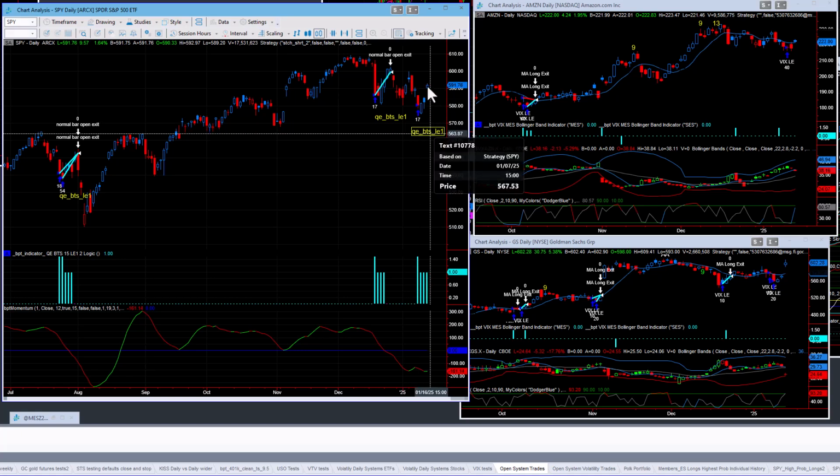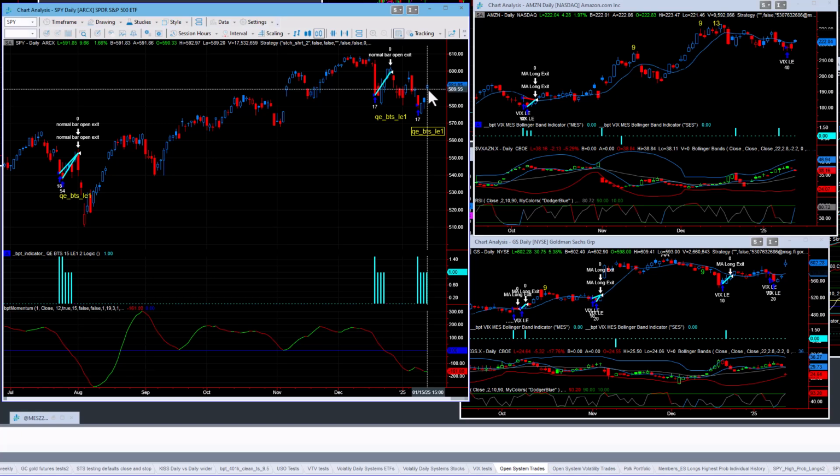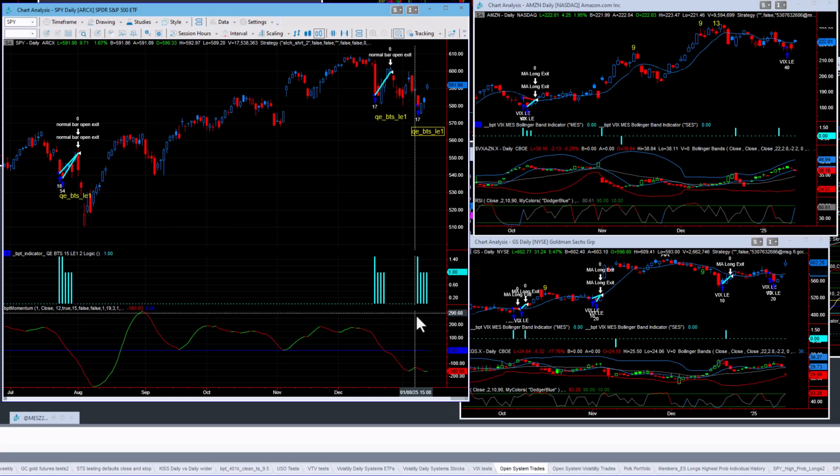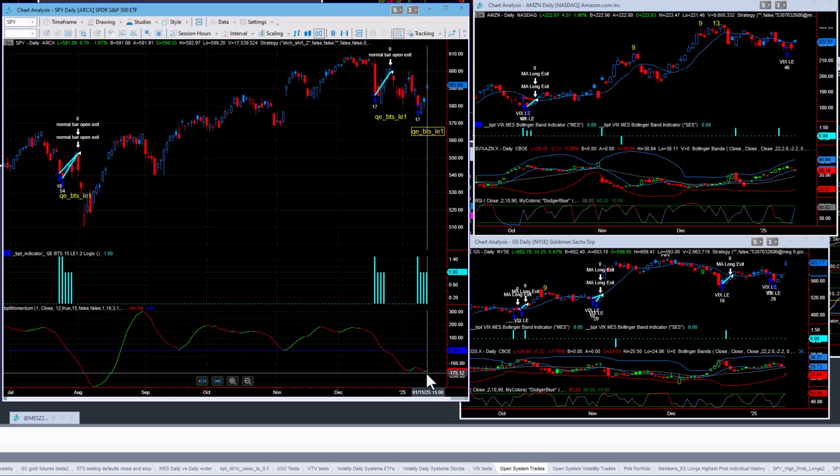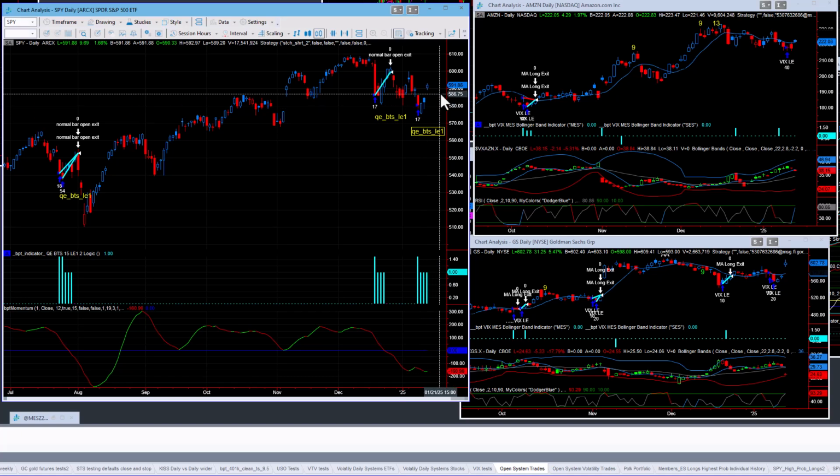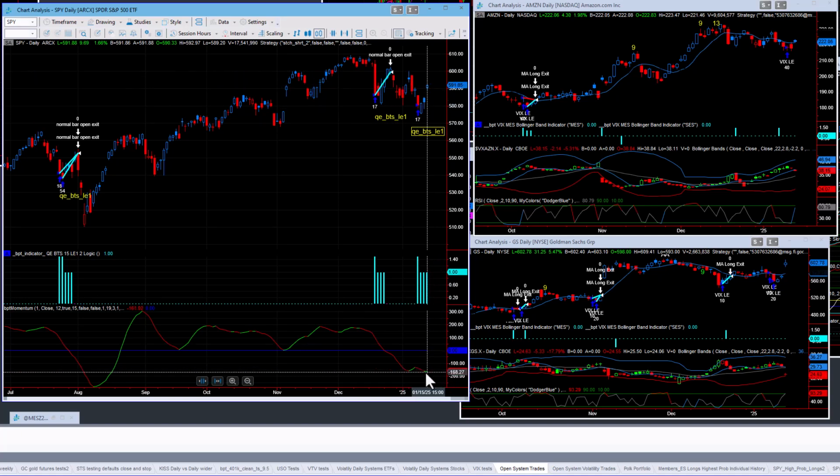That said, it's met its first mean reversion target. Normally it would close out today. However, a trending component triggered. If you look at my momentum indicator here, you see it's green. So it's now going to hold this trade until this turns red.